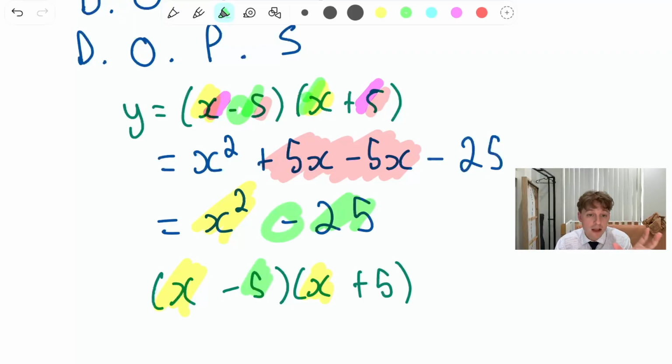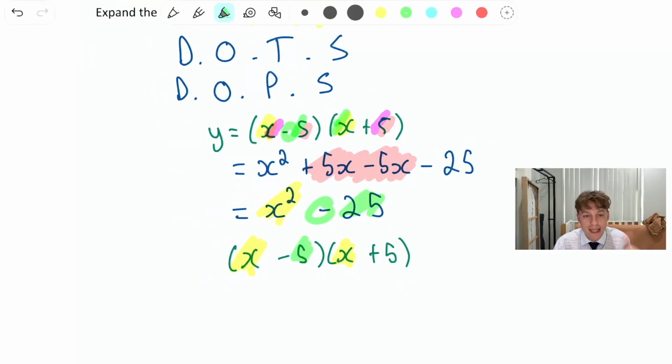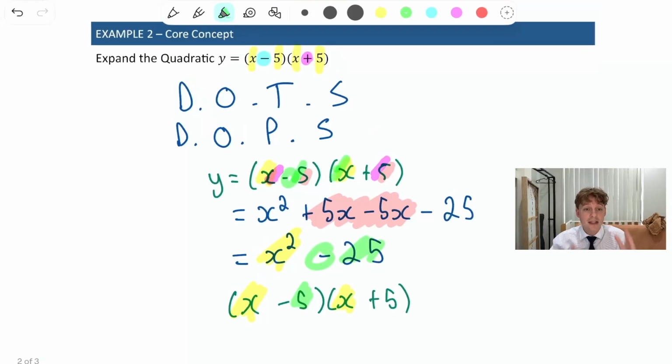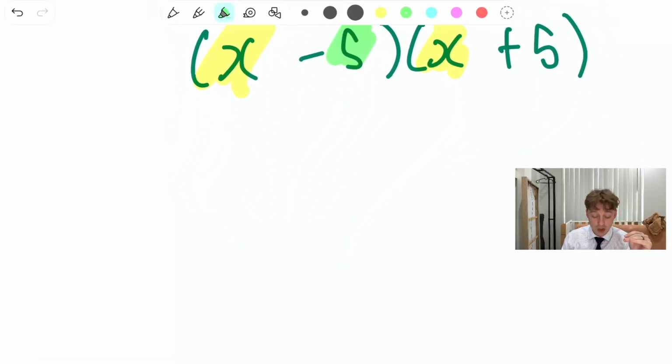So we have a really fast way of getting to our answer where I look at my question, I go, okay, that's x minus 5, x plus 5, that is going to be x squared minus my second term, which in this case is 5, and I can square that. So basically the process for any difference of two squares question is square the first term minus square the last term, done.